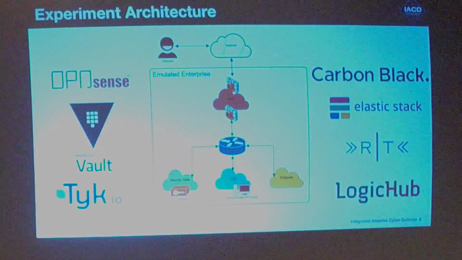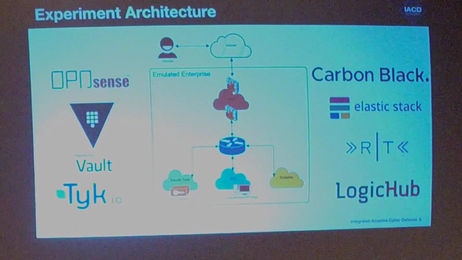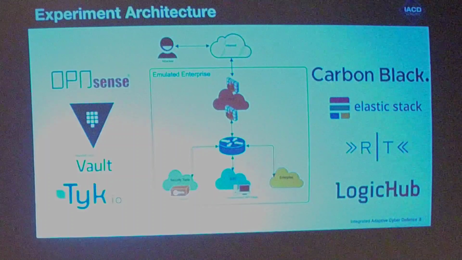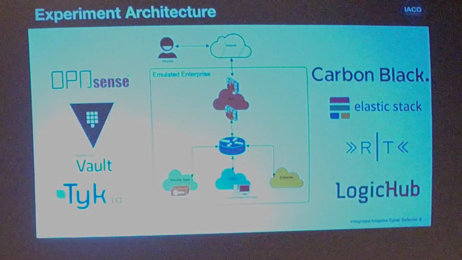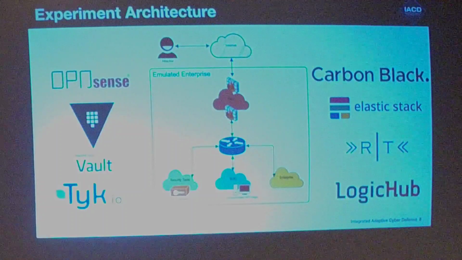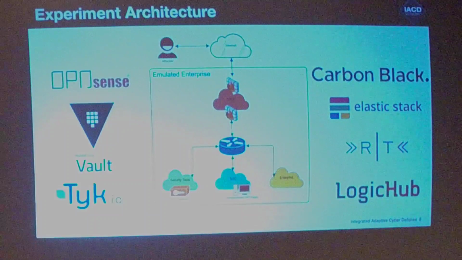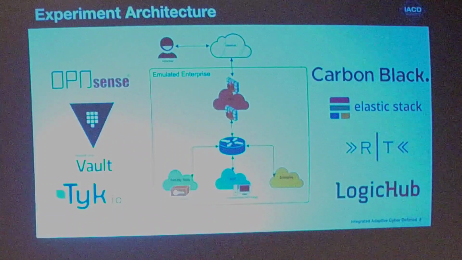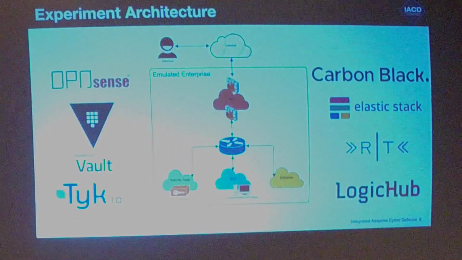So here's what our network looked like at a pretty high level. Some of the tools we used: OpenSense as our firewall. We used HashiCorp Vault as our API key management. Tyk is an API gateway, and I'll talk more about Tyk in a few slides. We used Carbon Black as our endpoint detection and response, Elastic Stack as our SIEM, Request Tracker as our ticketing system, and LogicHub as our SOAR platform.